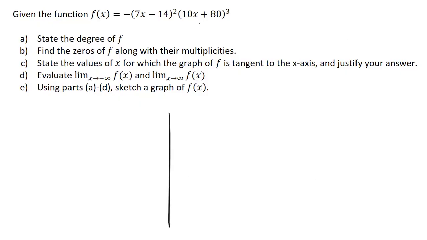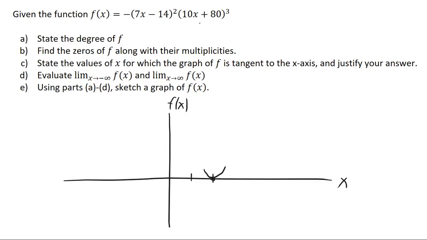Let me draw my axes first. Okay. So we said that there were zeros at, what was it? At 2. And it should not cross. It should go something like this. It'll be tangent because it's an even multiplicity. And at -8, let me expand it more. There's one there, and then it crosses, okay?